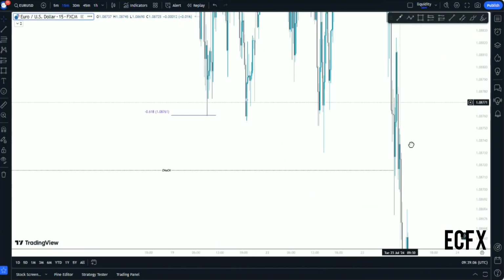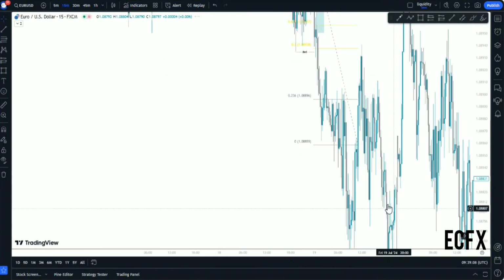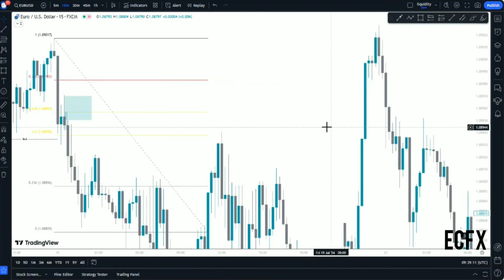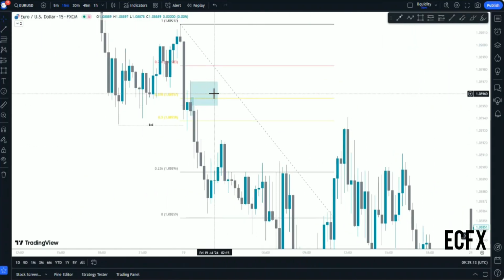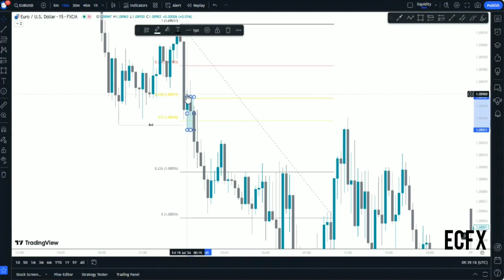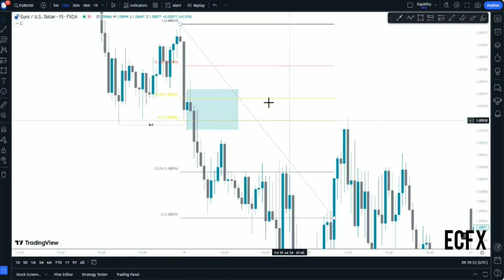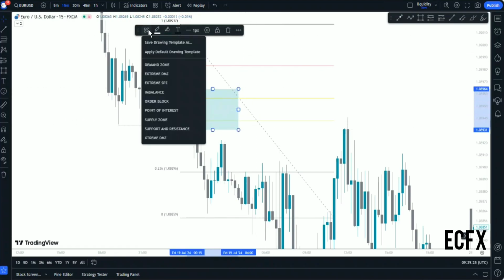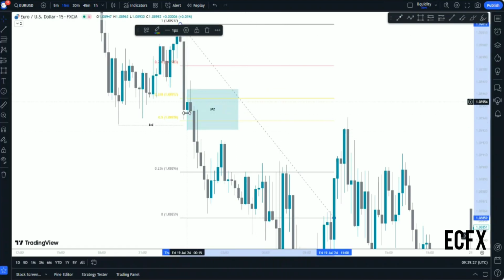If we went over to the 15-minute time frame, as you can see, this entire candle over here, so it's important to use your time frames to your advantage. So the 15-minute time frame is within a supply zone and it's an entire wick.